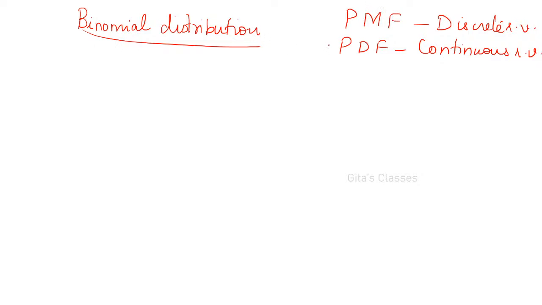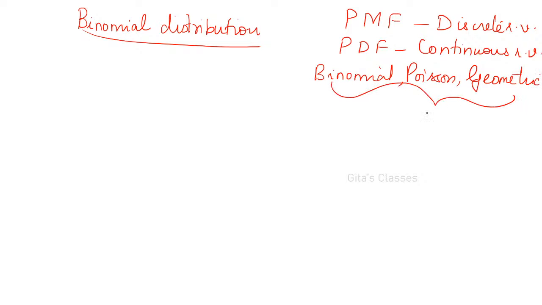Now, in the second unit we have binomial, Poisson and geometric distributions. These three are discrete distributions. In the next unit we will see continuous distributions. So today we are going to see the first one, binomial.